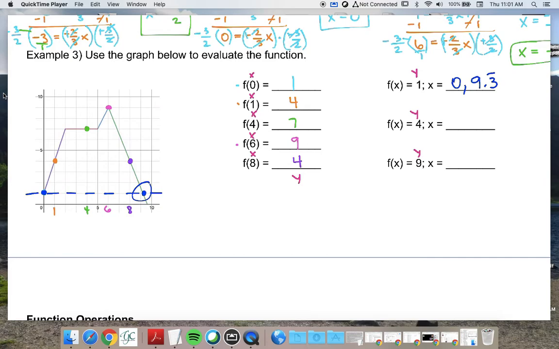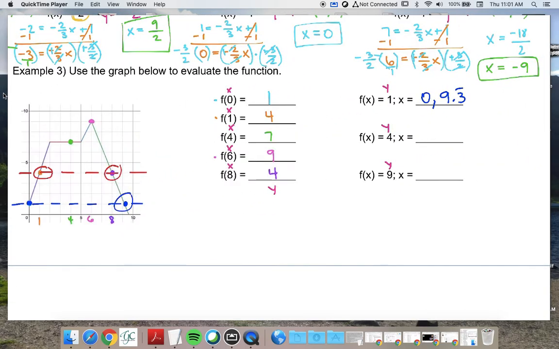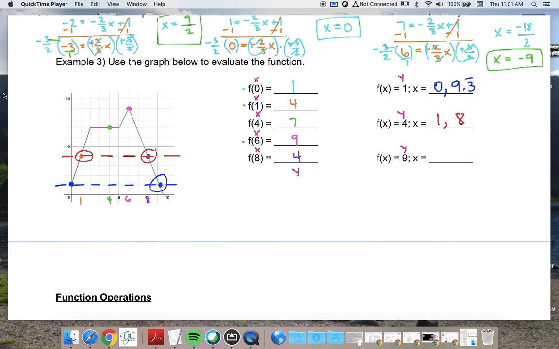All right, then let's look at when y is 4. So again, I'm going to draw that in as a dashed line. And we have 2 places where our graph has a y value of 4. It has it at 1 and at 8. So we have 2 answers again, at 1 and at 8. And then lastly, let's find a color we haven't used. When y is 9, drawing that in as a dashed line, there's only 1 point when that happens, and that's an x value of 6.